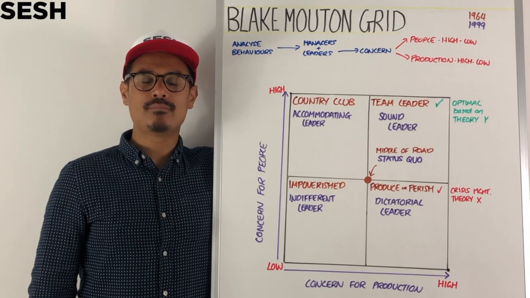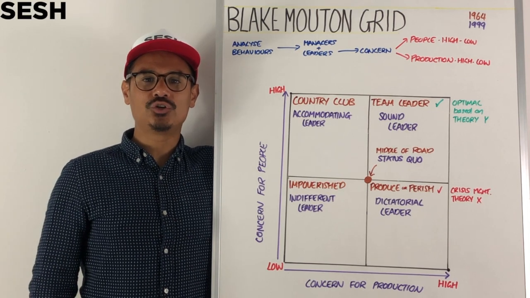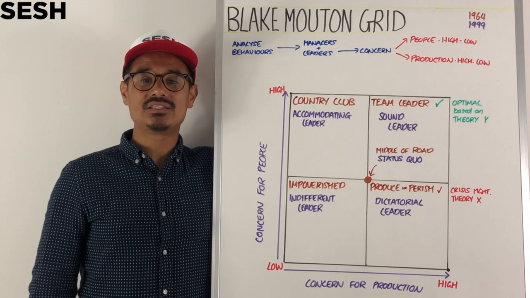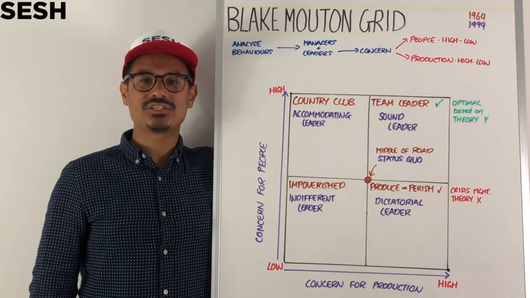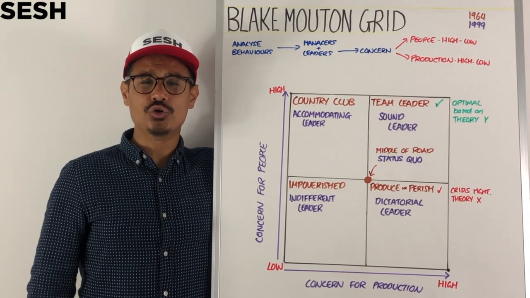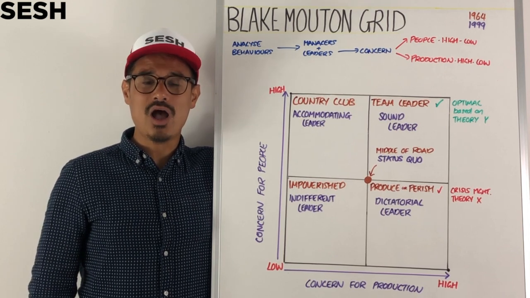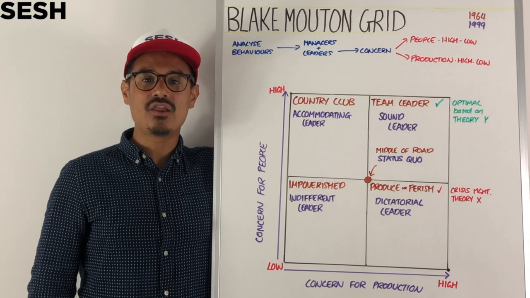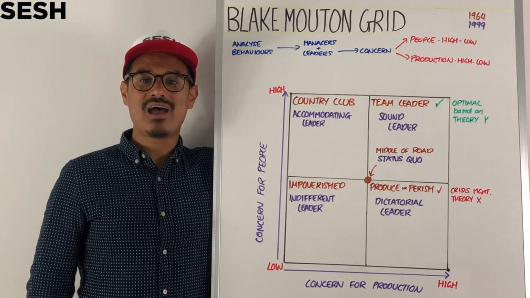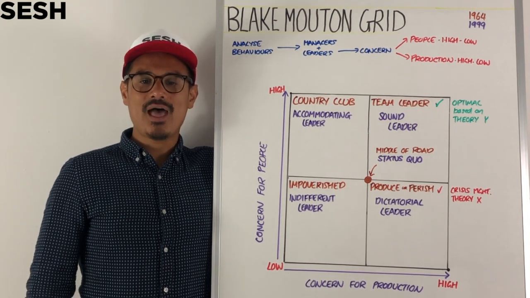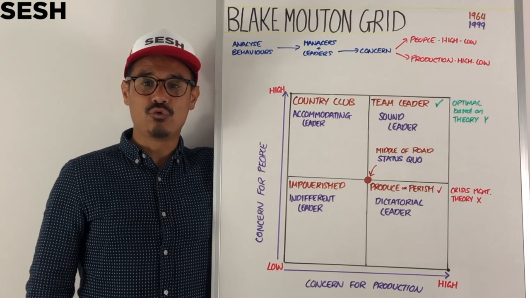Let's have a session on the Blake-Mouton grid. So the Blake-Mouton grid is a tool to help analyse the behaviours of managers and leaders. And that will be judged on two criteria, which is essentially their concern for people, their concern for workers, and their concern for production in terms of output volume or quality. And they are essentially the axis for the grid.